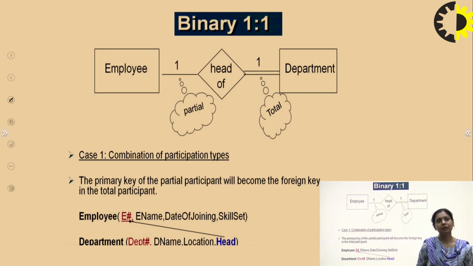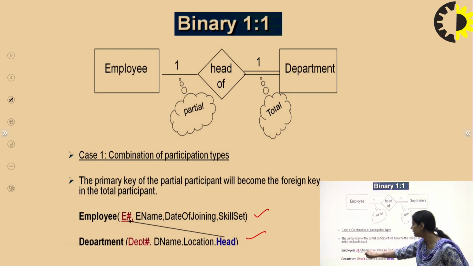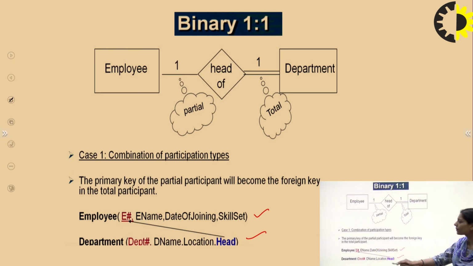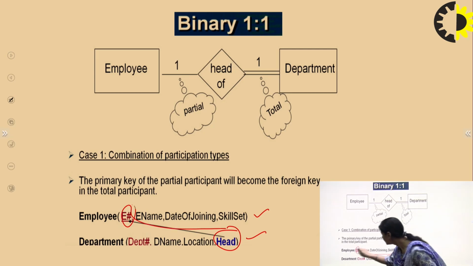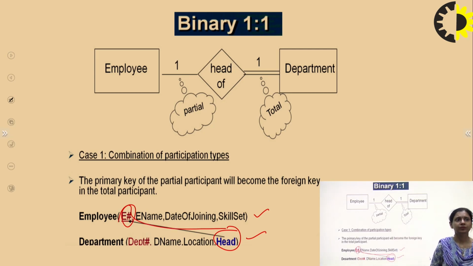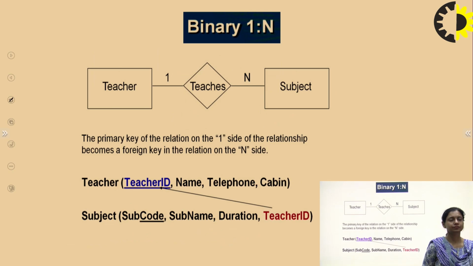So that is again a binary relation, one-on-one, where we have the employee and the department, two tables, where employee has its attributes: the employee ID, name, date of joining, skill set, etc. Department again has a department number, department name, location, head. Now this head will have the employee ID from here. So this is the partial relation and this is the total relation. Sorry, the participation.